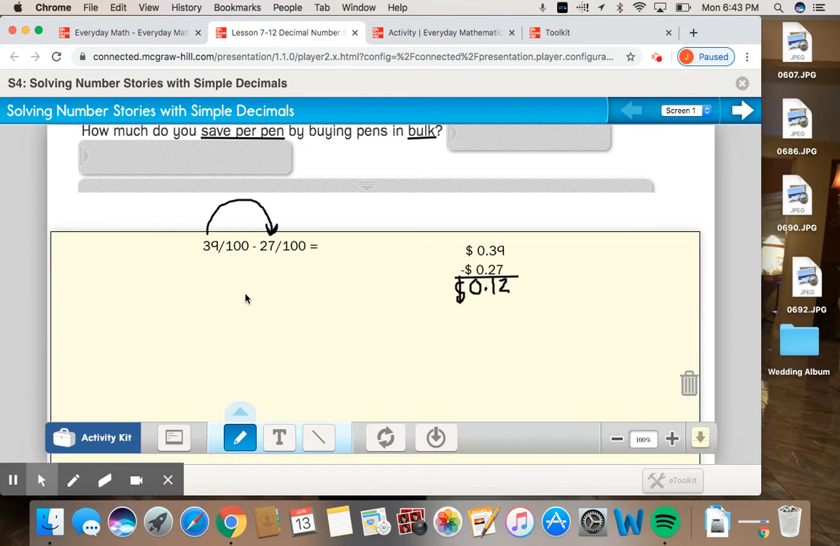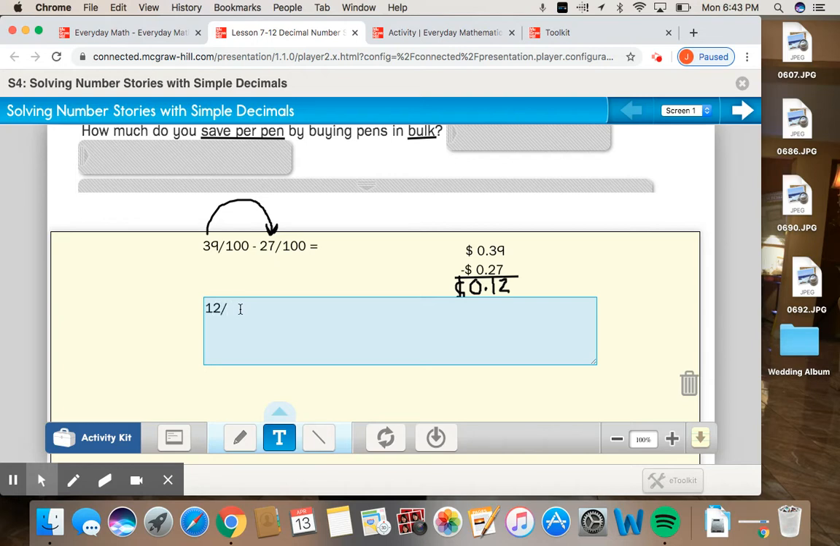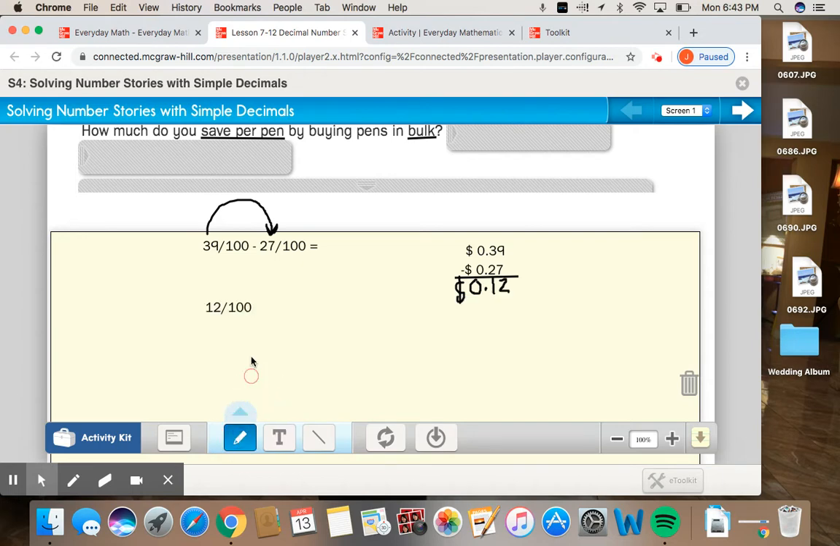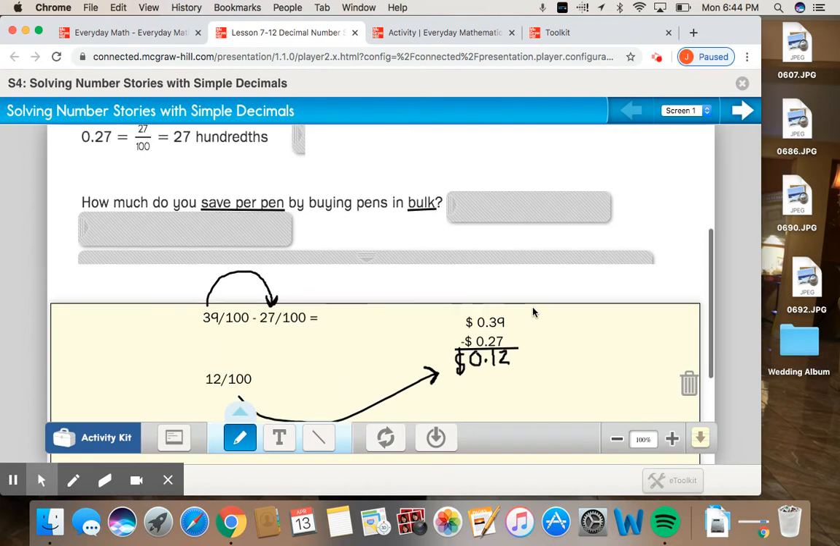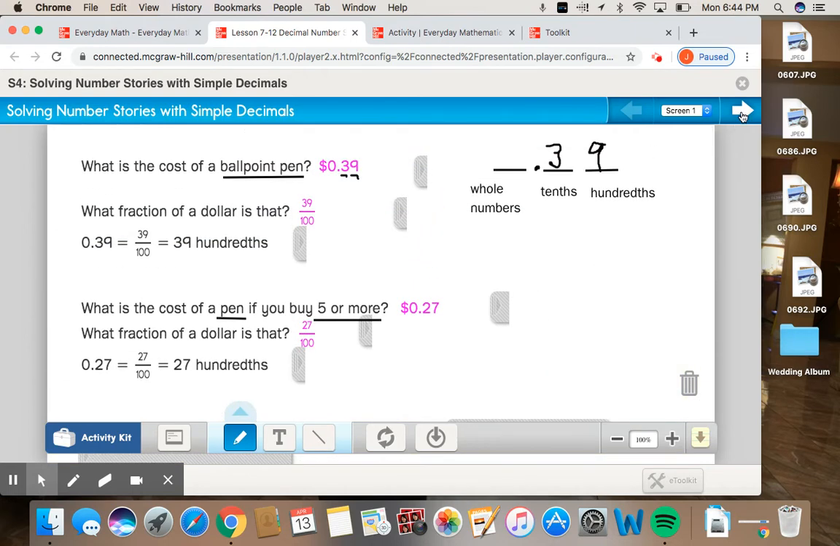If I do it this way, I subtract 39 minus 27, and I'm going to use a text box for this. 39 minus 27, I know is 12, and I leave my denominator the same, which is 12 hundredths. 12 hundredths is the same as this amount over here. 12 cents also means 12 hundredths. So that's just a little bit on how to use that poster. Let's try some more.